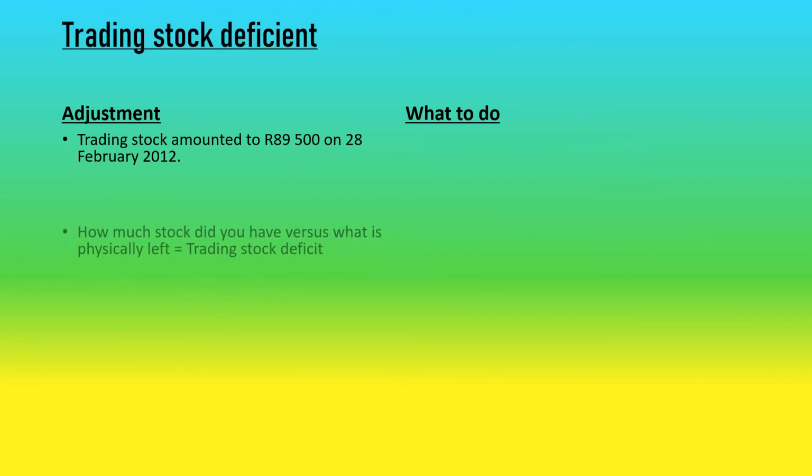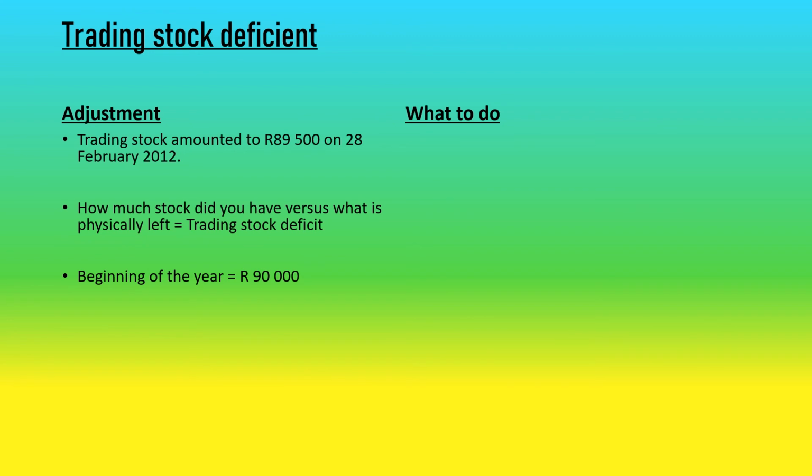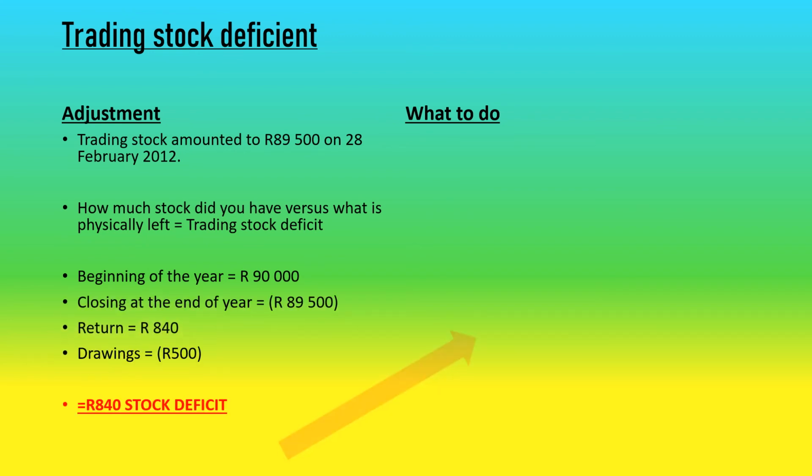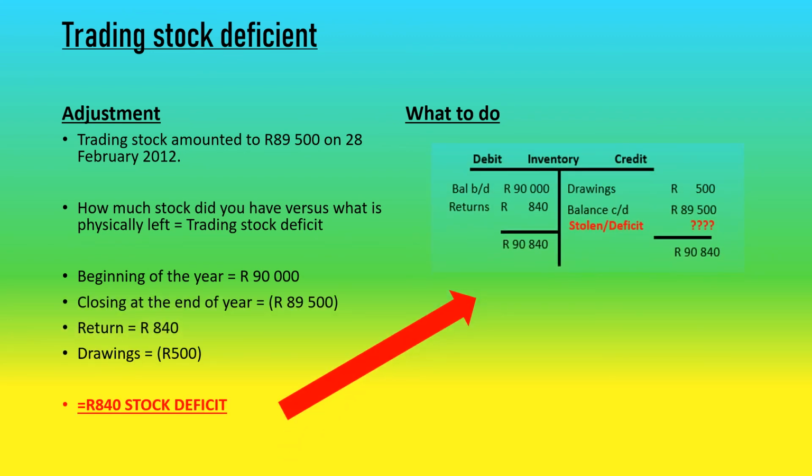Let us look at another example. This is an example of a trading stock deficit adjustment. In this adjustment specifically, I find it easier if you're using a T account, and the reason for this is that the adjustment amount is not given to you. Your adjustment says trading stock amounted to 89,500. That is all that was said to you. Trading stock amounted to 89,500.